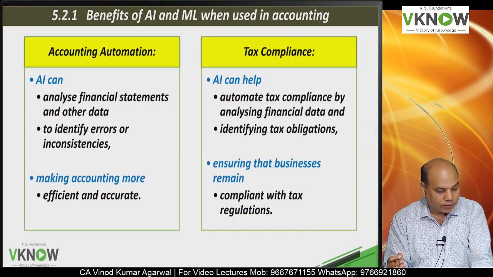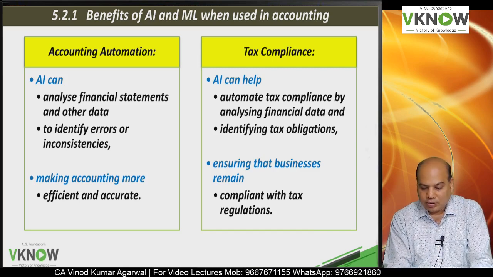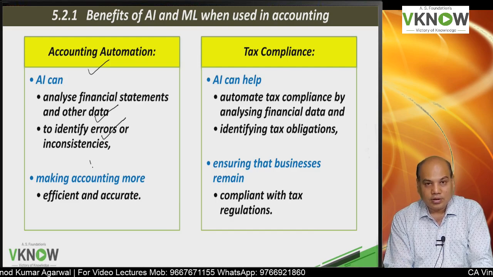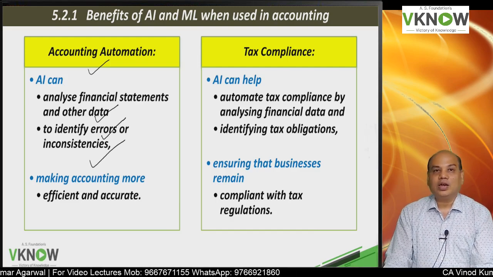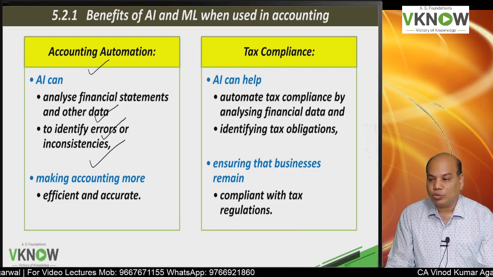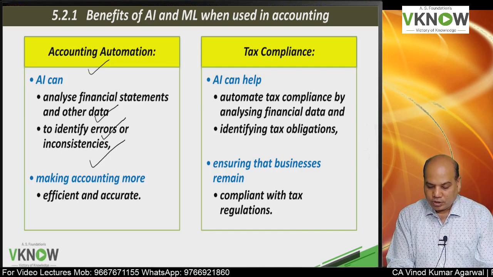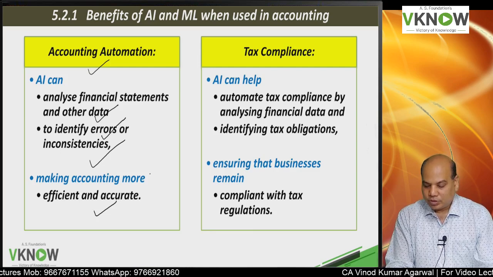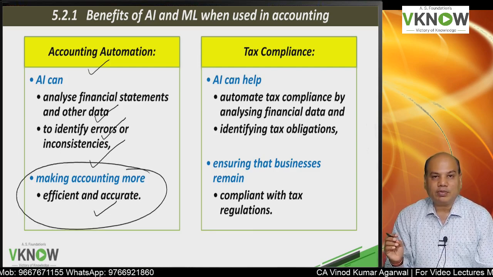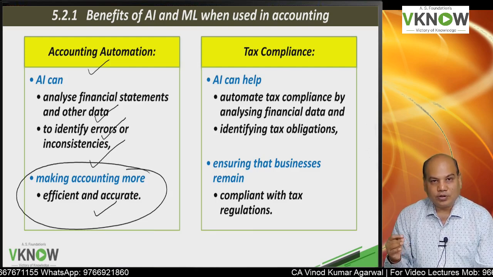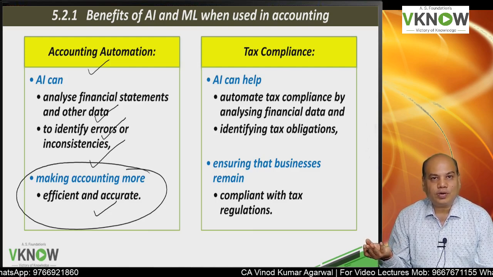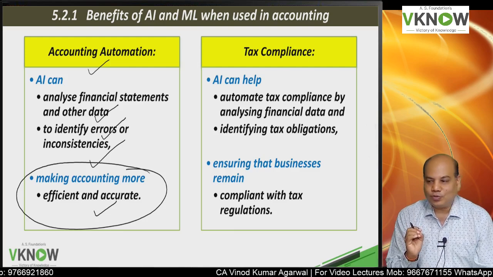Another benefit of AI and ML is that accounting automation can be done. Your financial statements can be prepared faster, with fewer errors and less inconsistency, and if there are errors and inconsistencies, they will be able to quickly identify them. The accounting process will become more efficient, more accurate. The time, energy and resources that we require today, after 5 or 10 years, you will wonder that we have wasted so many years of our life on what could have been done in a few days or a few months.